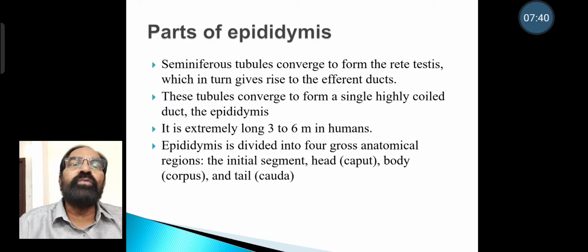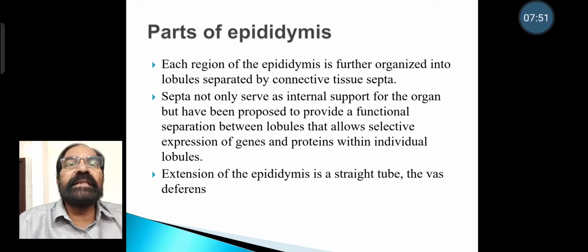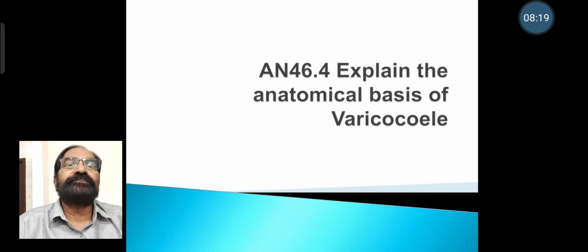Epididymis is divided into 4 gross anatomical regions. The initial segment is called the head, then body and the tail. Each region of the epididymis is further organized into lobules separated by connective tissue septa. Septa not only serve as internal support to the organ but have been proposed to provide a functional separation between lobules that allows selective expression of genes and proteins within the individual lobules. Extension of the epididymis is a straight tube called the vas deferens.